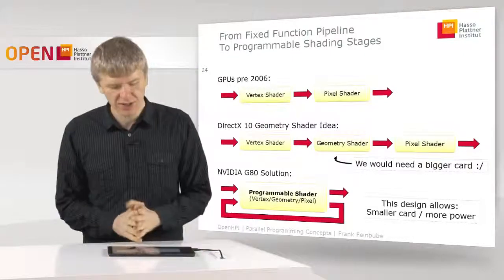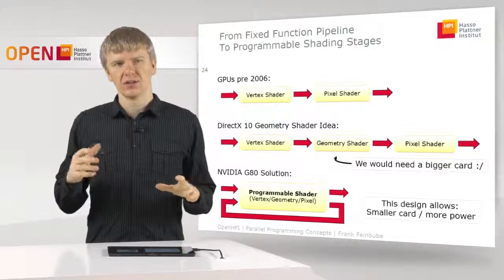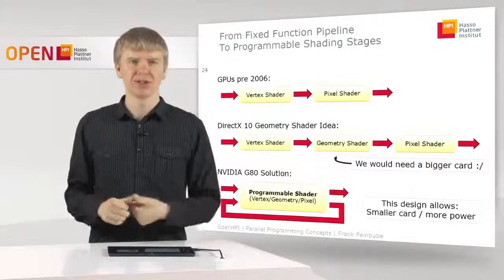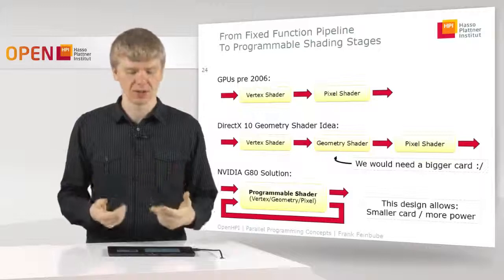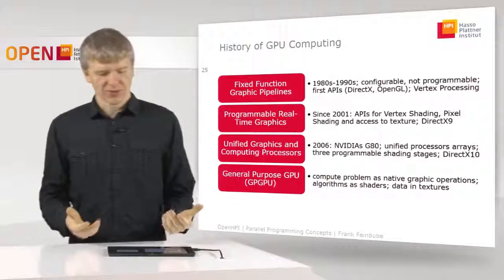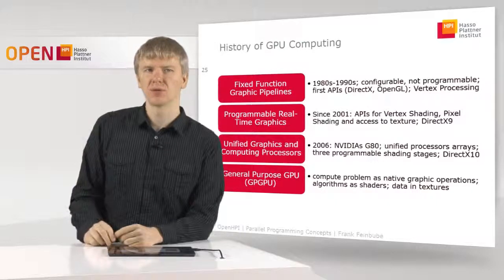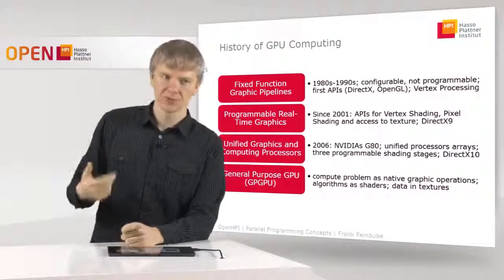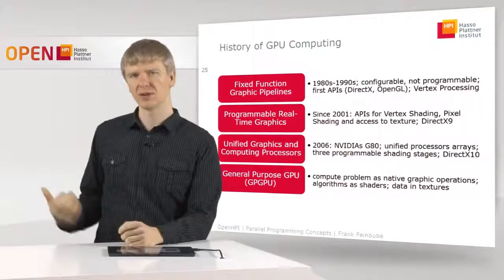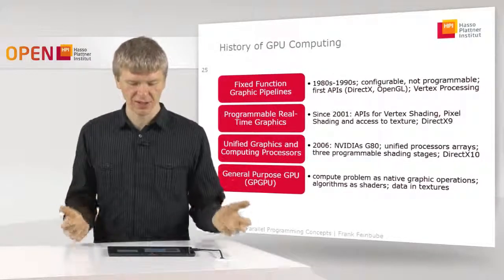Now this shader was programmable, so you could really do some cool calculations there, because they needed this to make sure that it supports vertex, geometry, and pixel operations. And this was the basis for a way of using GPUs called general purpose GPU, where you took compute problems and used graphical operations on those, and as a result you basically had everything in textures.